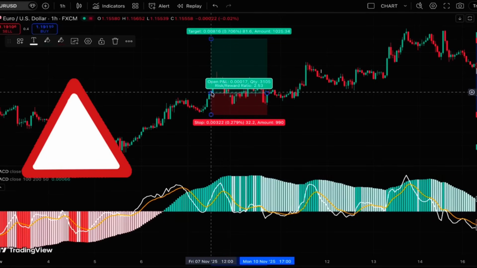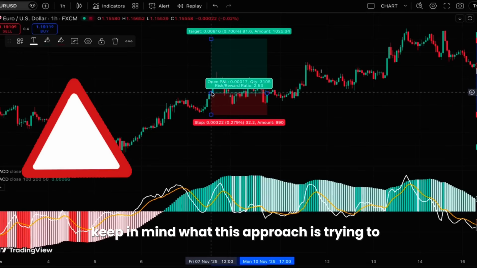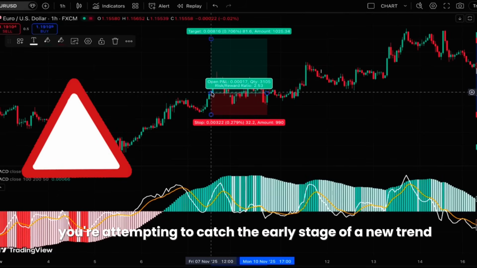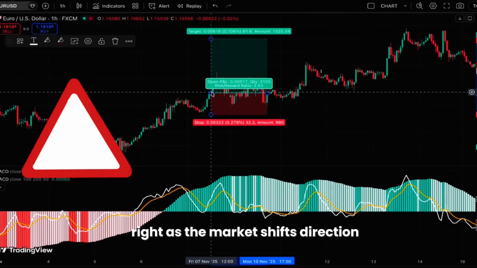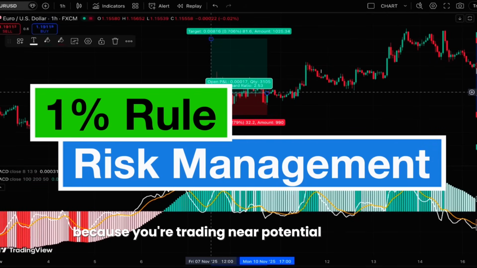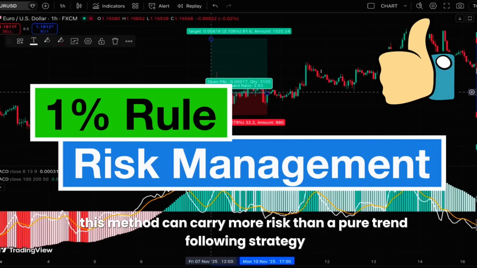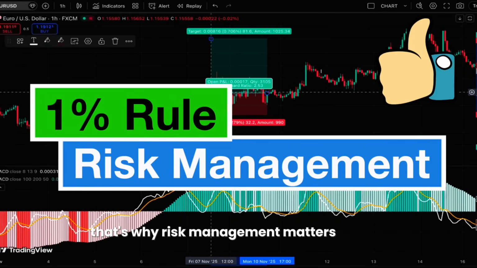Important risk note. Keep in mind what this approach is trying to do. This is a reversal-based strategy. You're attempting to catch the early stage of a new trend, right as the market shifts direction. Because you're trading near potential turning points, this method can carry more risk than a pure trend-following strategy. That's why risk management matters a lot here.